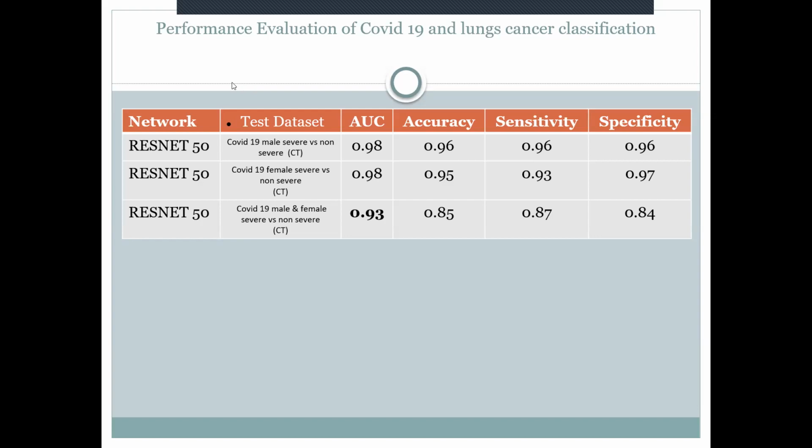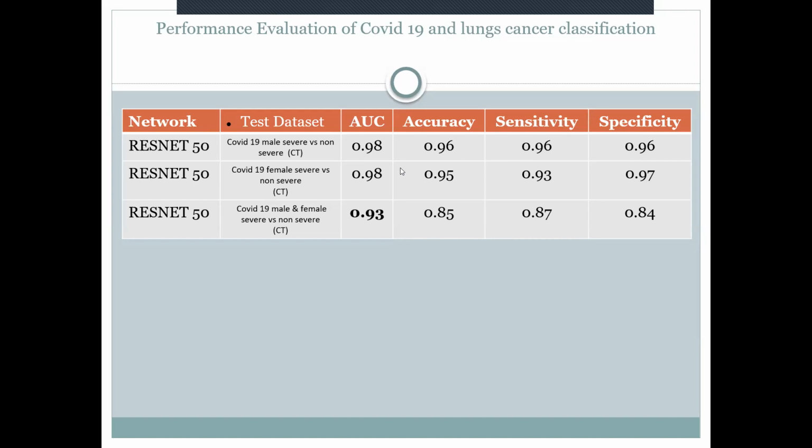For the female also, we were able to distinguish between female severe and non-severe. We had an AUC value of 0.98, which is close to 1, and which means that the system was a perfect classifier, and also the accuracy was 0.95, which is also close to 1 and reasonably okay.